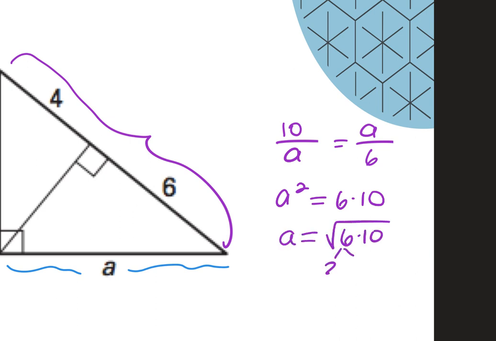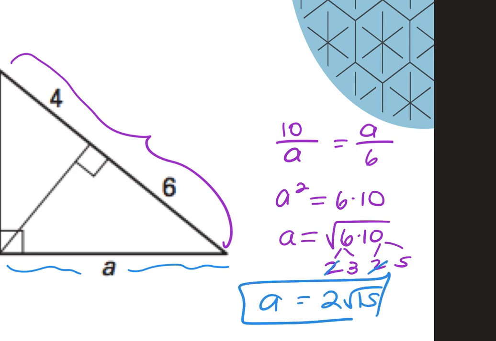A equals the square root of 10 times 6. Let me finish this the right way, and then we can go over whatever it is that you just said. 2 square root 15. That is what you should have gotten for 3.